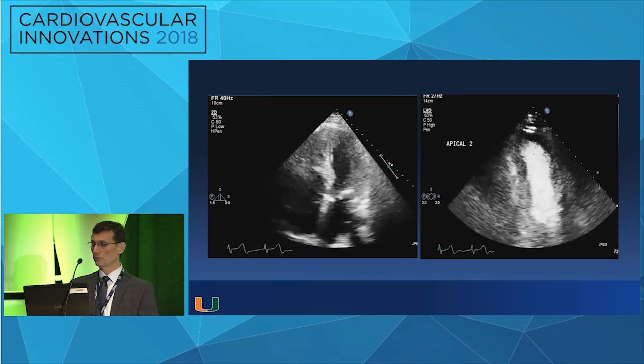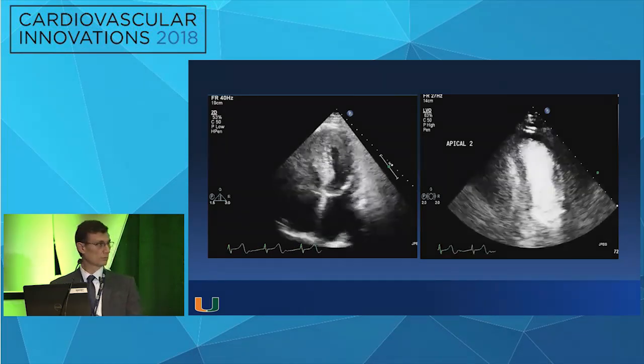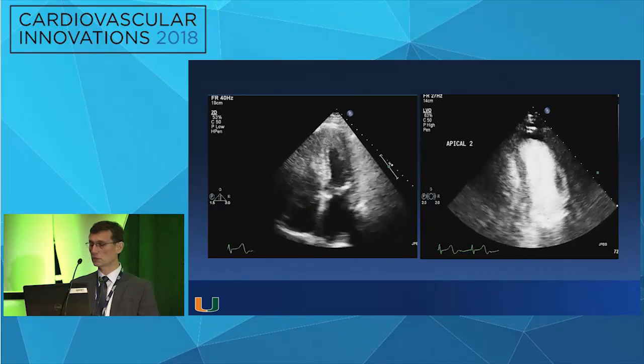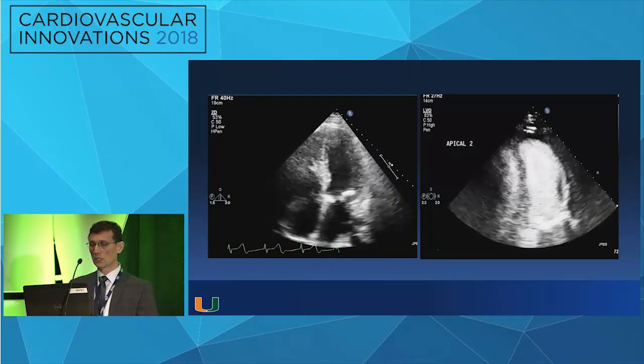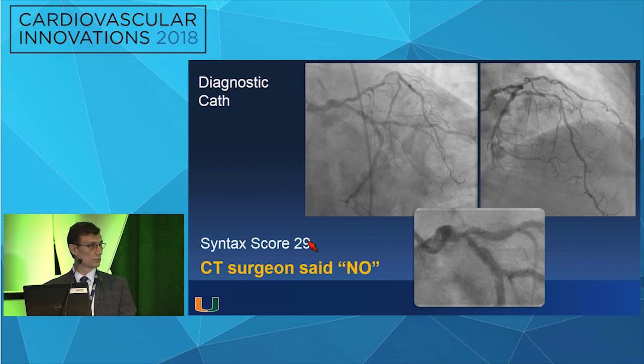This is the echo. You can see the ejection fraction is very well preserved, and she has a small cavity. And this is the angiogram. As you can see here, there's a 1-1-1 Medina classification lesion, plus additional disease in the LAD and in the proximal circumflex. The SYNTAX score was 29. We called the surgeon, and the surgeon said no.